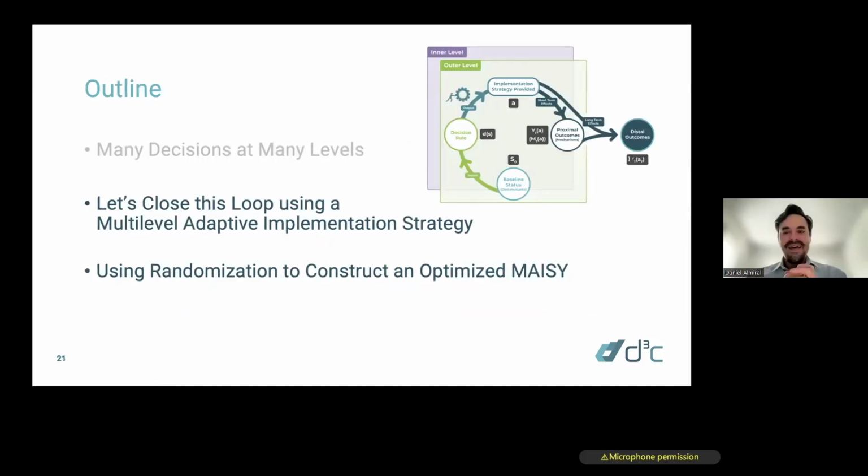So second part of the talk, I wanted to propose MAISYs, multi-level adaptive implementation strategies, as one possible solution to the problem that I set up in the first third, which is, oh my, implementers have so many decisions to make. They have all these strategies, right? Because all these implementation scientists are creating them, the last time somebody compiled them, there were north of 100 different strategies. And which ones do I use?